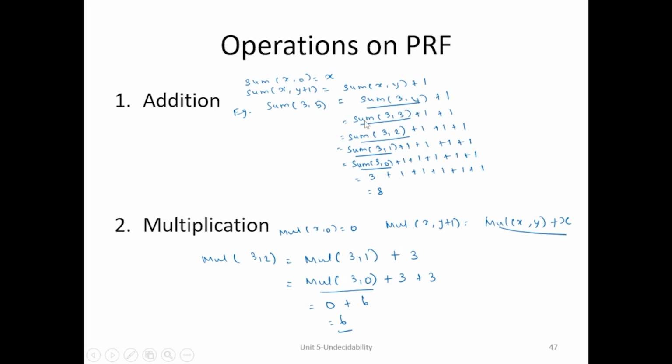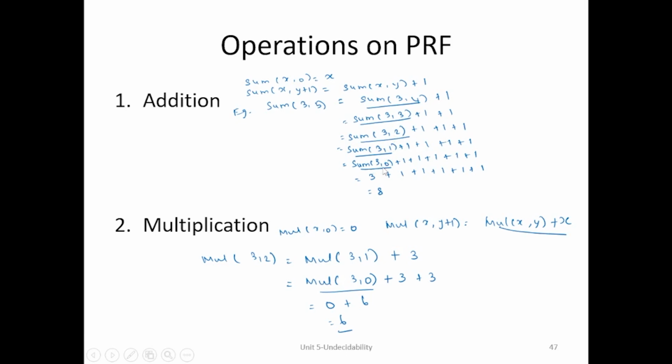So it will be rewritten as sum of 3 comma 3 plus 1, plus the 1 that is already available. Then we should again use the recursive operation: sum of x comma y plus 1. Here y is 2, so if you substitute, it is sum of 3 comma 2 plus 1. The remaining 2 pluses are there. So it will be repeated up to sum of 3 comma 0.